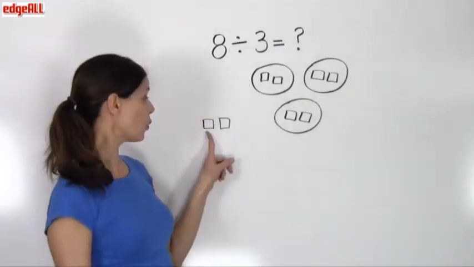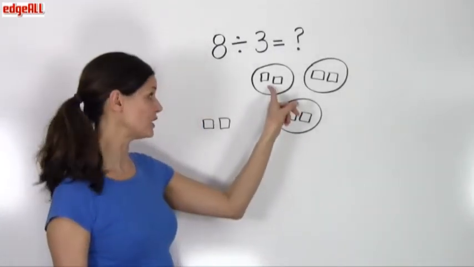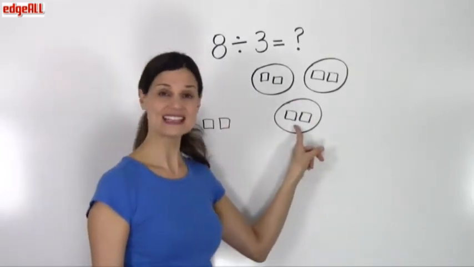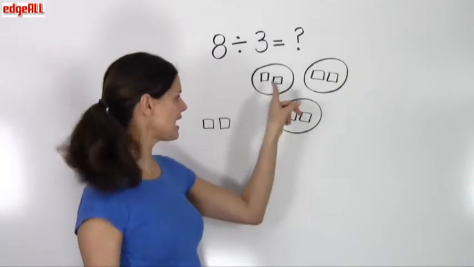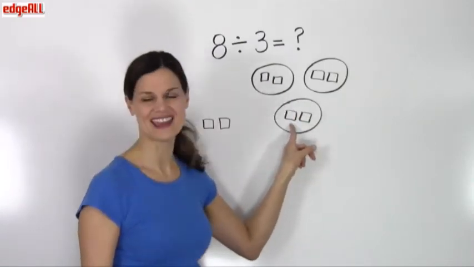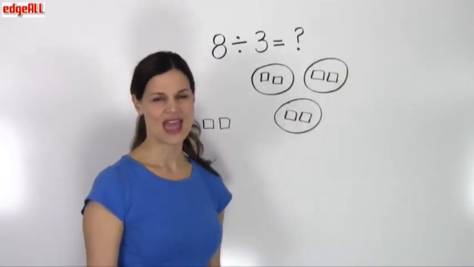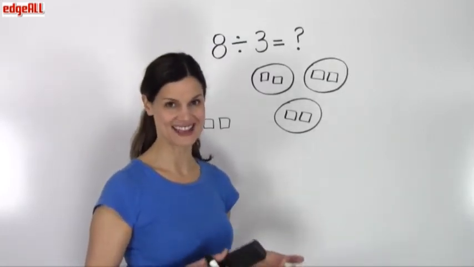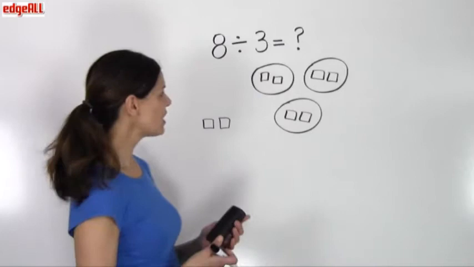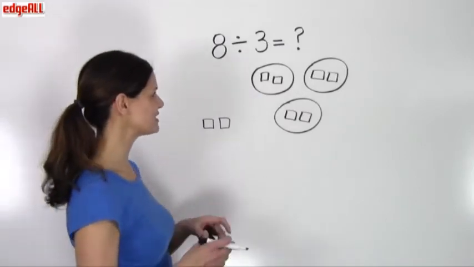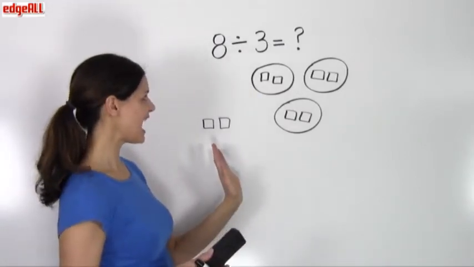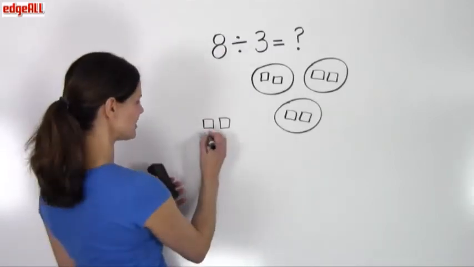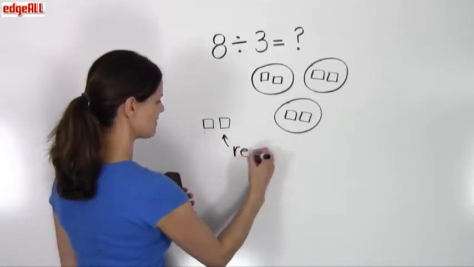If I took one of my objects and put it into one group, and I took the other one and put it into another group, that still wouldn't work, because then I would have 2 groups of 3 and 1 group of 2. And with division, I have to have the exact same number of objects in each of my groups. So what I end up with in an answer like this is that I have a remainder. And so these 2 here are my remainder.